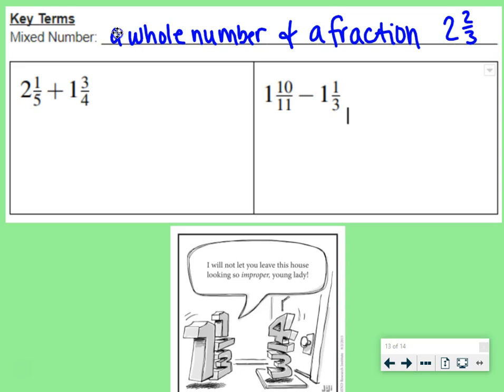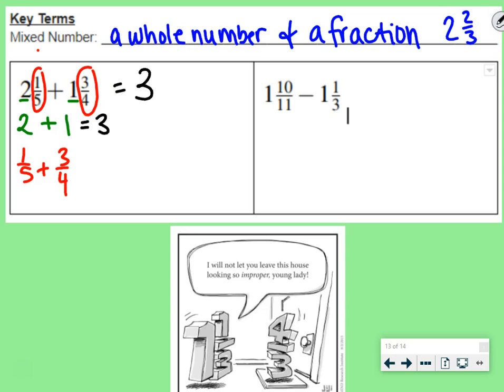All right, so when we are working with these, we split it up. We add the whole numbers and we add the fractions, or we subtract the whole numbers and then we subtract the fractions. So here, let's just split it up. We have 2 plus 1. We have the 2 piece and the 1 piece. And then we have the fraction piece, 1/5 plus 3/4. Okay. 2 plus 1 is easy. That's 3. So we have the whole number piece.